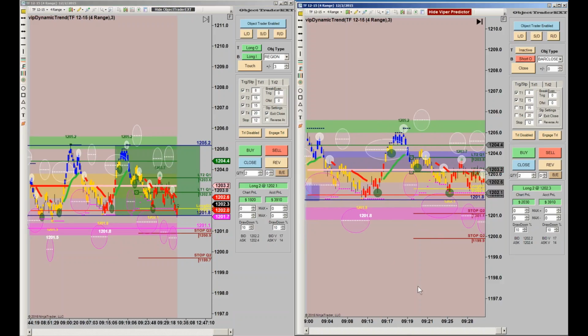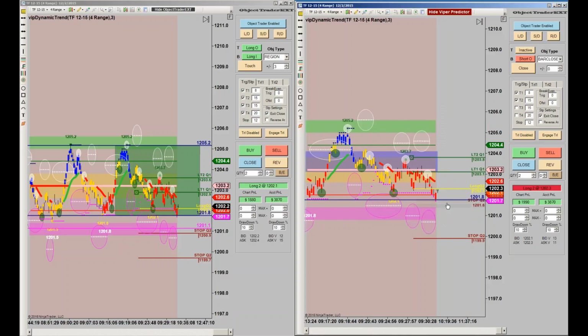Just bounced off support. Put a really tight stop just in case. See why we bought that support right there? Because it's range bound. That's one of the reasons we developed Viper Object Trader and those regions, so that you can actually take these type of trades like this.